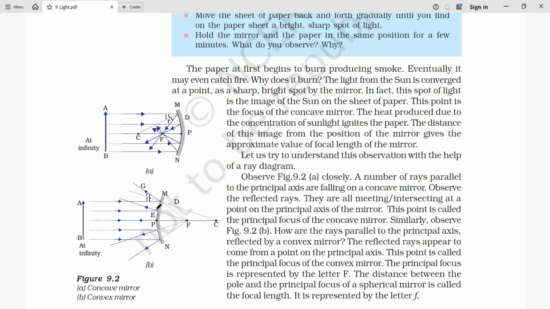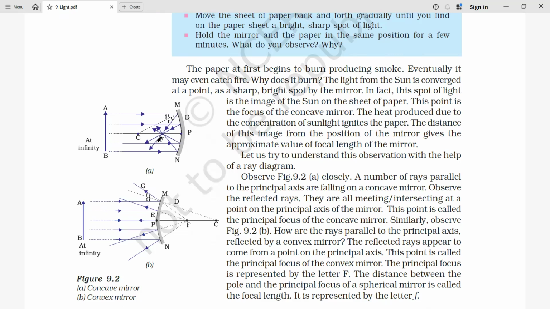So sometimes, later we'll see that using the property of reflection, if we keep a paper at a particular point, and after reflection all rays pass through that point, then finally that paper will burn. So that is the convergence of light that takes place at that point. That is the bright spot formed by the mirrors.